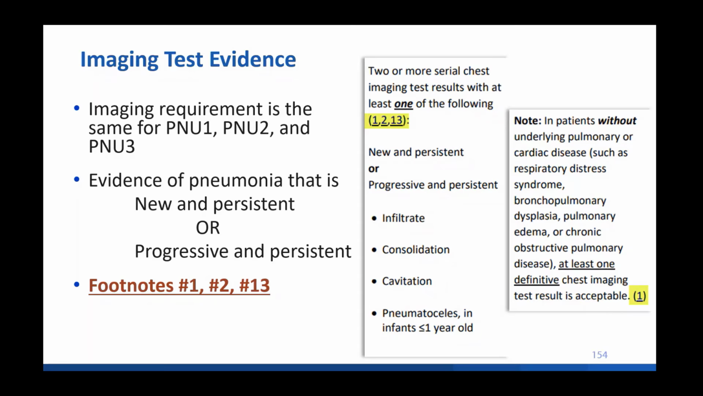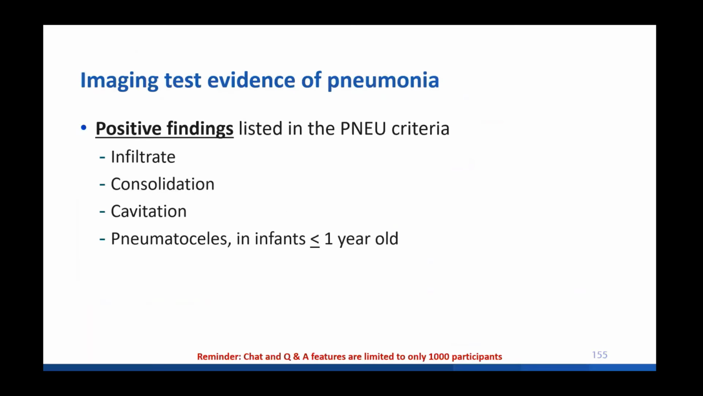The first part of the imaging requirement is identifying imaging findings that are representative of pneumonia. For the purposes of meeting the pneumonia imaging requirement, the following imaging findings are considered to be positive imaging test evidence of pneumonia. And these are infiltrate, consolidation, cavitation, and for infants less than or equal to 1 year old, pneumatoceles.